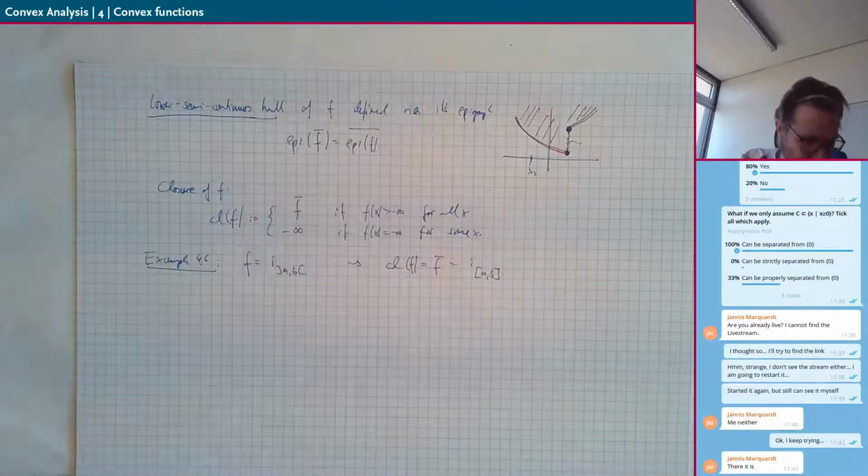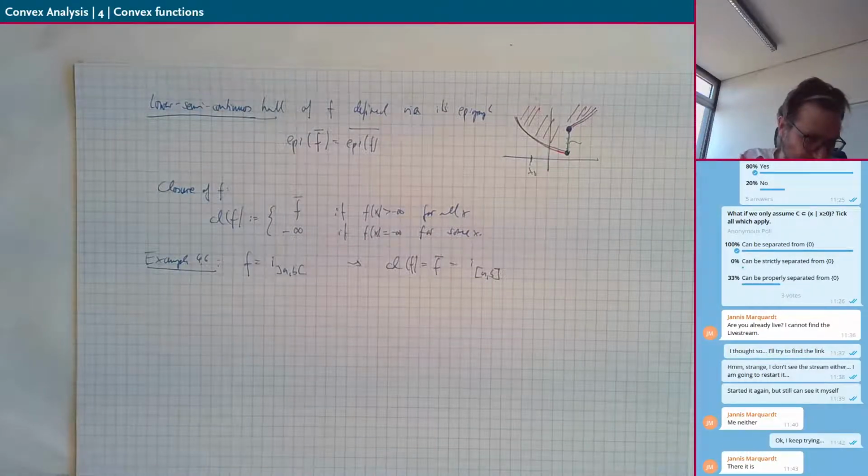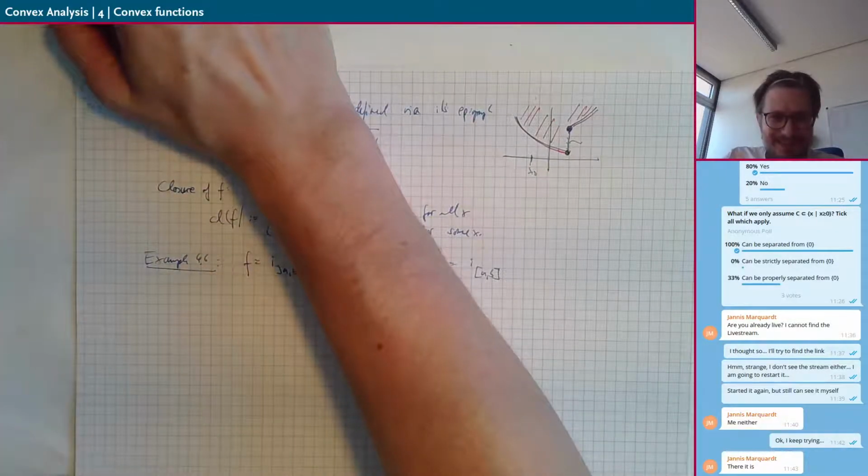So, time for a short break, and after the short break, we're going to continue with the notion of convexity, finally. So, there's a small break here. See you in 2 minutes.